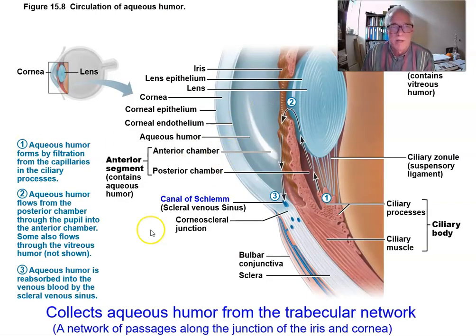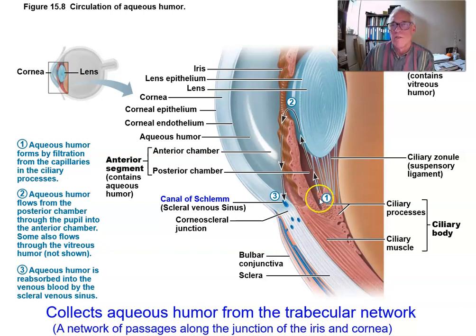Let's take a look at the formation of the aqueous humor, that watery fluid that's produced by the ciliary body. Some of that fluid is going to be produced here and flow through the posterior chamber of the anterior segment, and then flow out through the pupil opening in the iris into the anterior chamber, and eventually pass through the canal of Schlemm. The scleral venous sinus is an array of tube-like trabeculae, tubes they're called, that allow the fluid to go back into the venous blood.